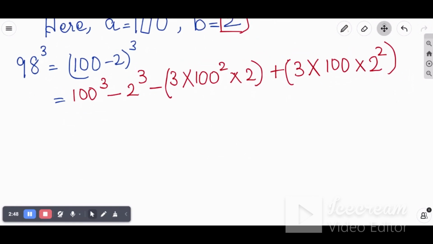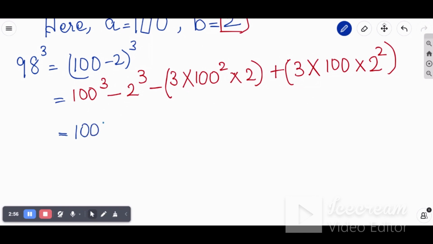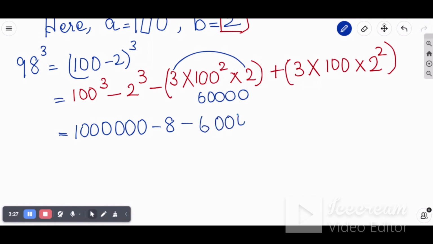Now let us start our simplification. So now this will be equal to 100 cube. So 100 means 2 zeros and another 2 zeros and another 2 zeros. So 6 zeros minus 2 into 2 into 2 is 8. And then minus, 3 twos are 6, right? Just write like this. 3 twos are 6 and this square. So that will be 6 and this is 100. Put 0 and then put 2 more zeros. So that will be 6 followed by 2 zeros and 2 zeros.